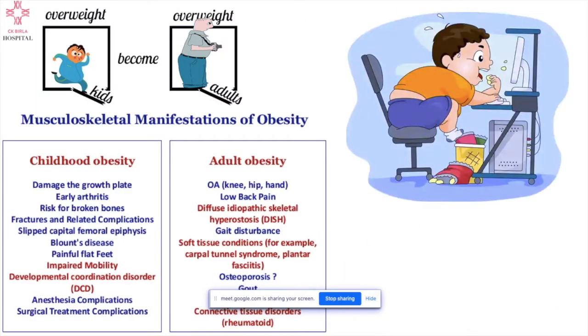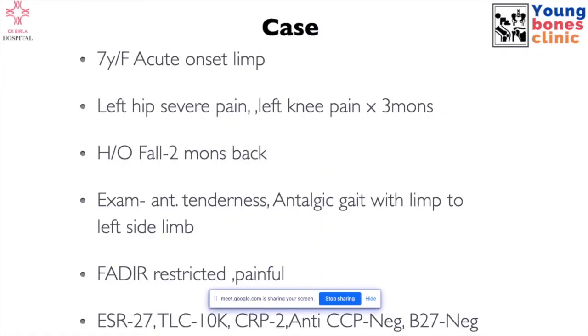So childhood obesity has multiple problems, can lead to multiple bone and joint issues, can damage the growth plate, can lead to early arthritis, higher risk of fractures, weak bones, osteomalacia, higher chances of Blount's disease, painful flat foot, and of course anesthetic complications will be higher in an obese child. And this is another case, a 7-year-old female child presenting with an acute onset limp.